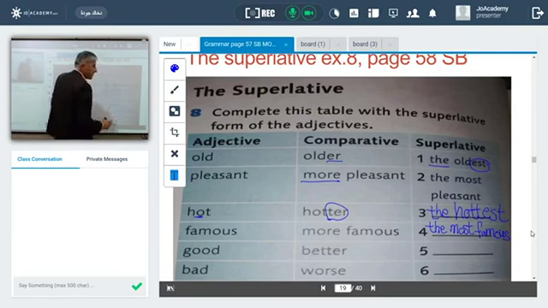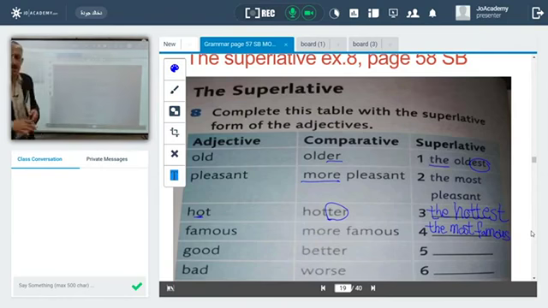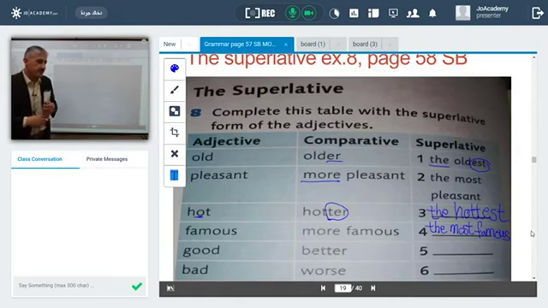The most famous means it is the most famous. Like for example, Messi is the most famous player in the world. The most famous player. So I compared between this player and all the players in the world, or football players.